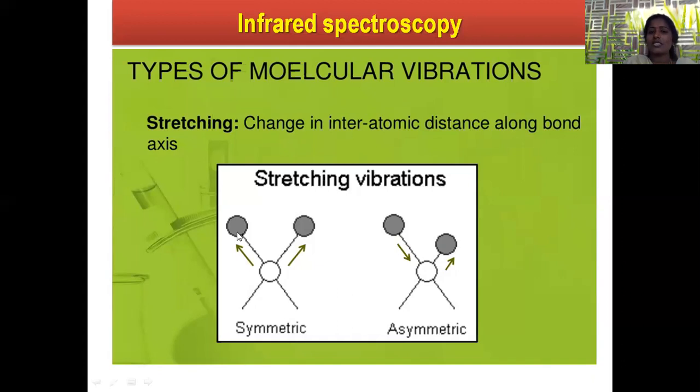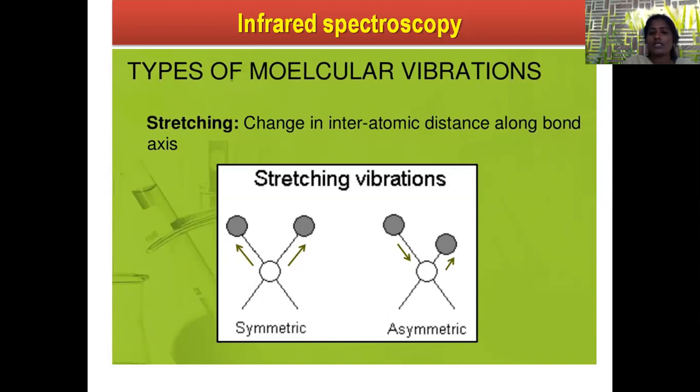IR spectroscopy is associated with stretching and bending vibrations. Stretching is nothing but changing the atomic distance, changing the bond length, the interatomic distance along the bond axis. This is called a stretching vibration. Here the bond distance will be varied. By application of IR radiation, bond elongation and compression is possible. The interatomic distance will be varied. We can say bond length is varied by the stretching vibrations.